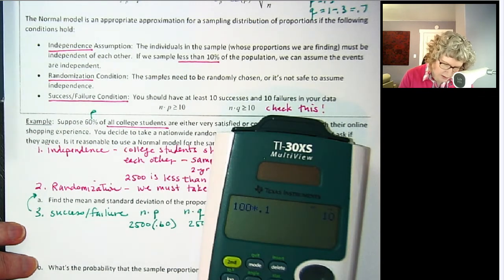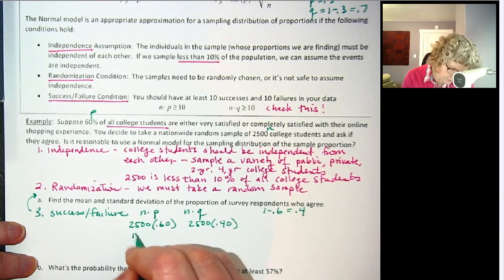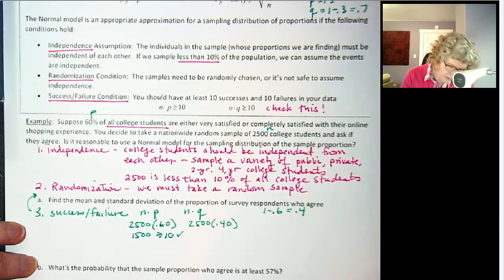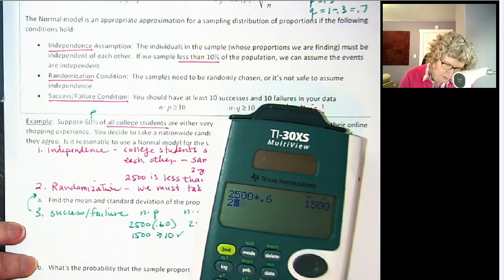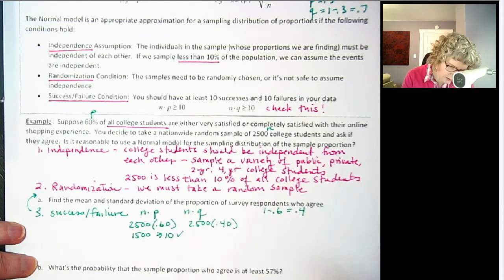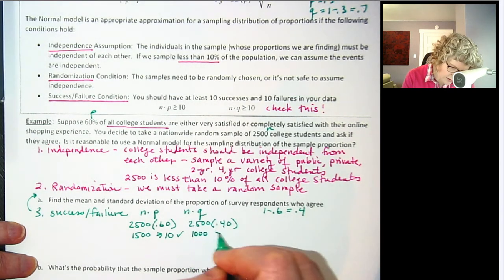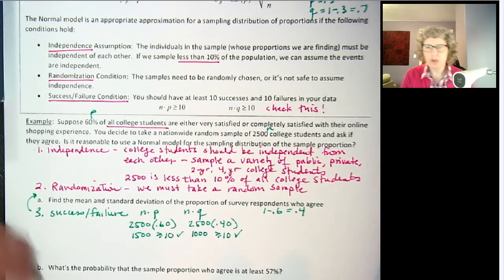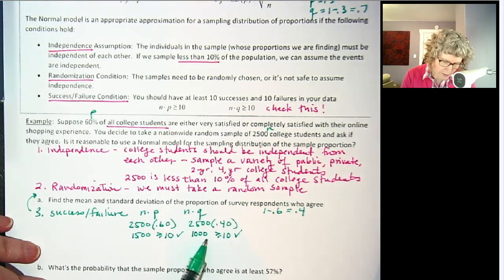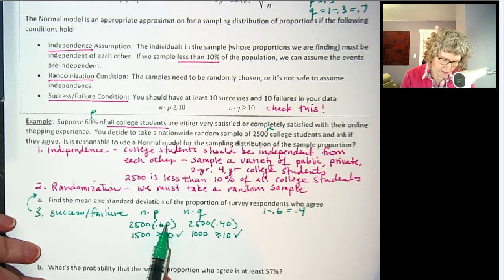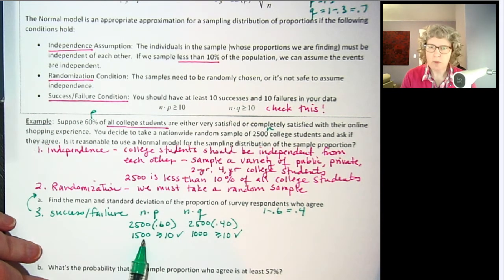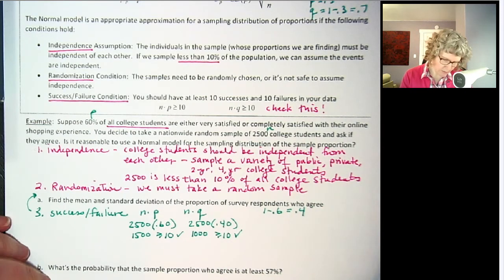So let's calculate this. 2,500 is a pretty big sample size, so I'm pretty sure this is going to work. That's 1,500. That's greater than or equal to 10, so we'll check that off. 2,500 times 0.4 is 1,000. That's also greater than or equal to 10, so I'll check that off. Notice these two add up to the total, 2,500, because these two add up to 100%. So if you find one, you can do a little shortcut to find the other one.